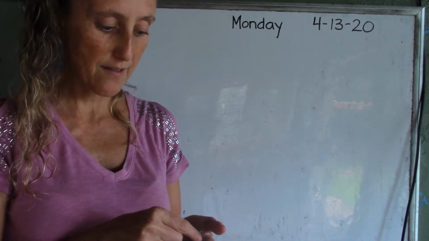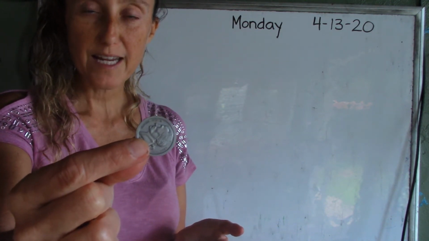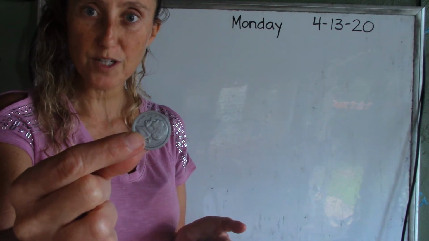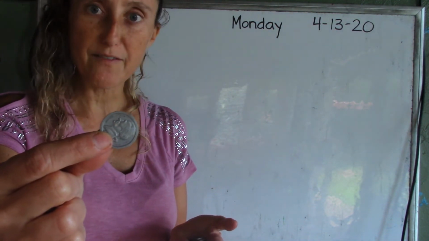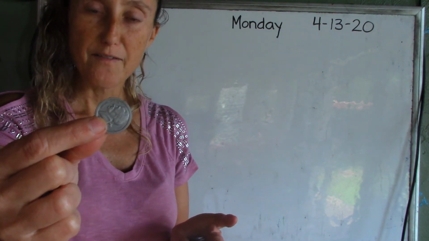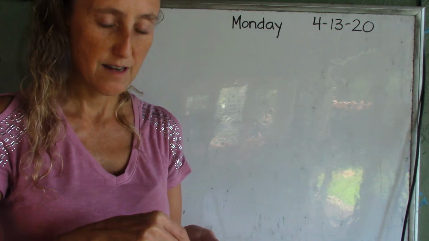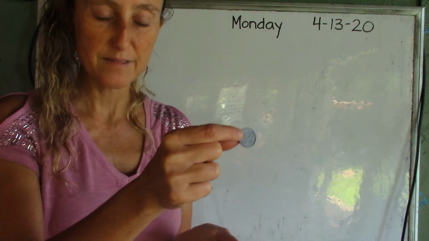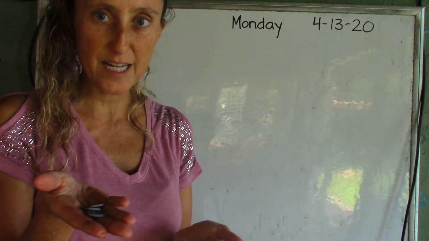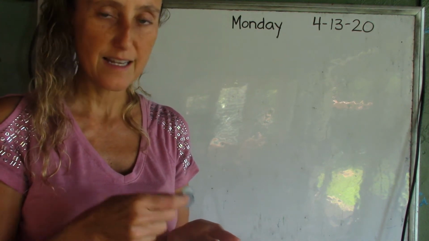I also have these coins, which are, you're right, nickels. And how much are nickels worth? 5. So we're going to count by 5s. I have 4 of these. So 5, 10, 15, 20. So I have 30 cents in dimes, 20 cents in nickels.